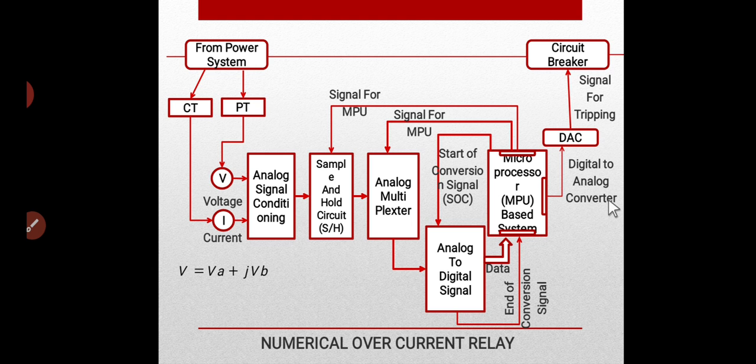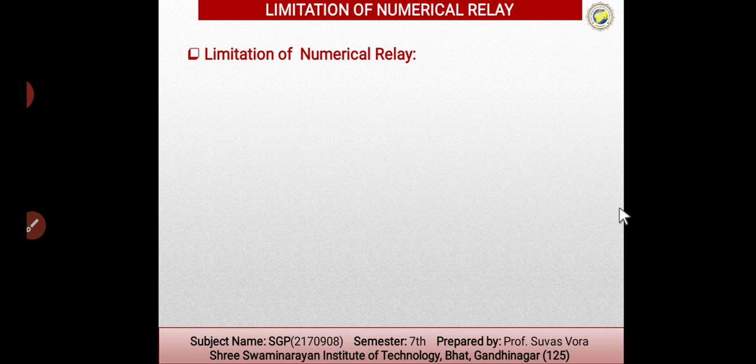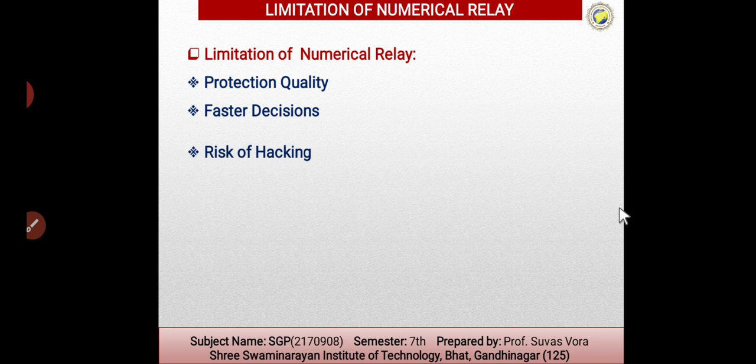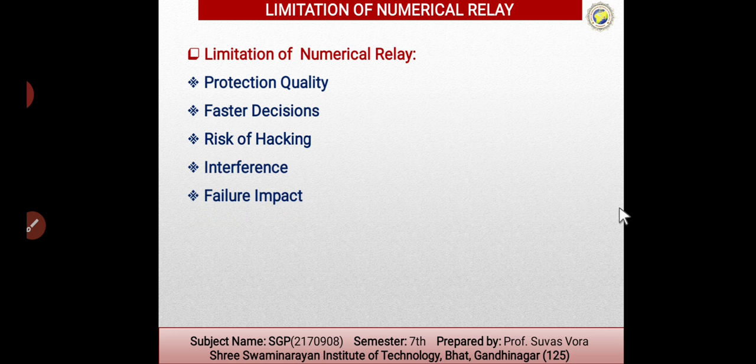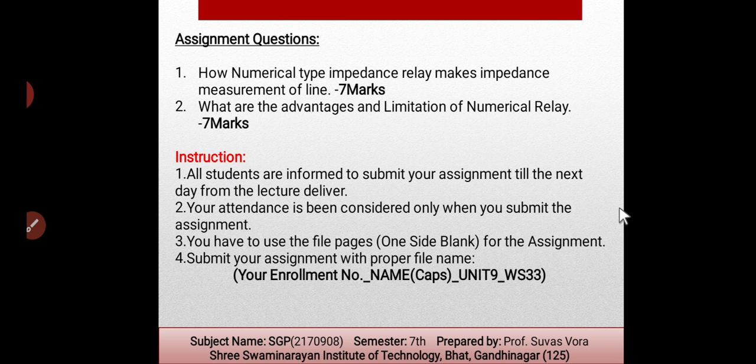So in the last lectures we can see this. Then after we can see the limitations of numerical relay, the protection qualities, then the faster decisions, then risk of hacking, interference and failure of impact. So these are the limitations of the numerical relay.